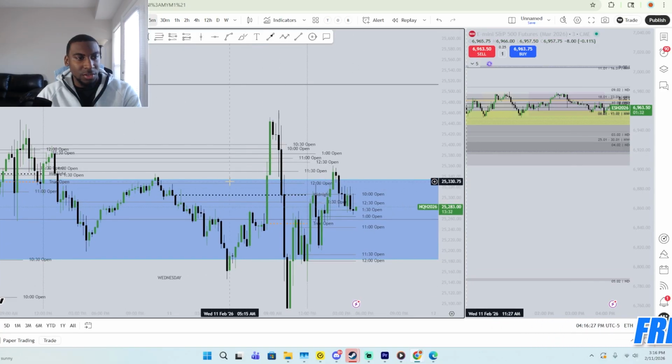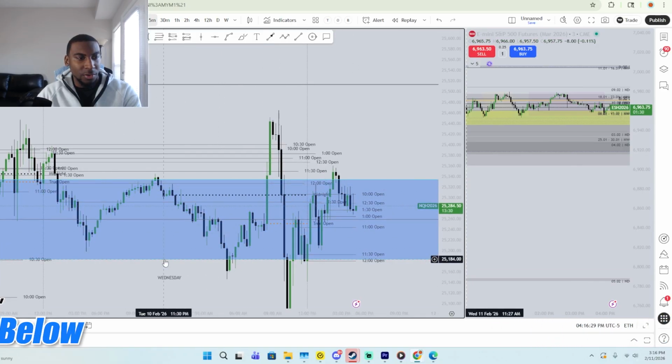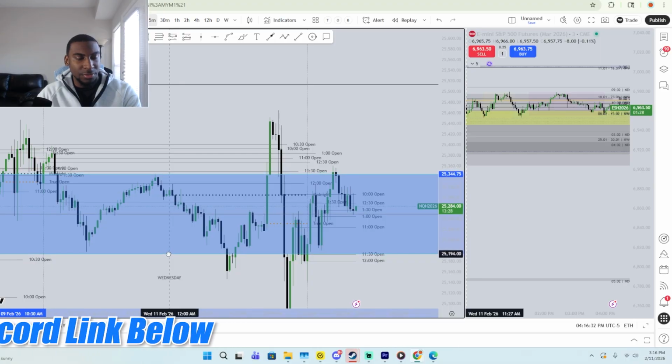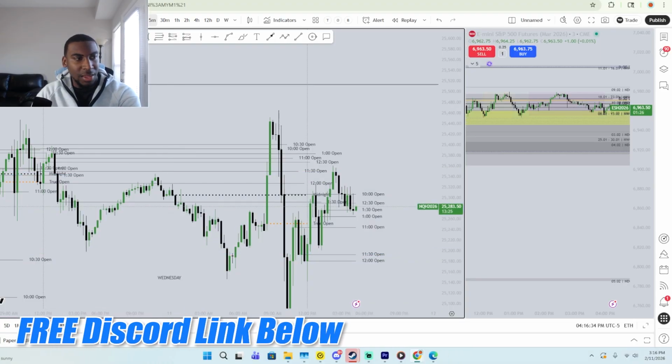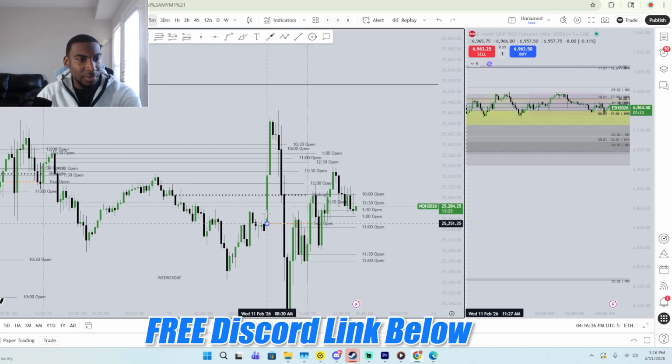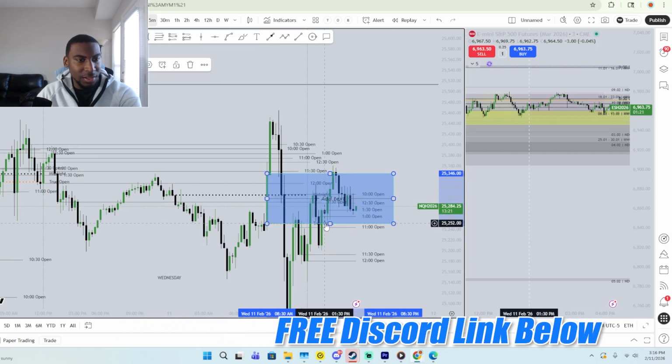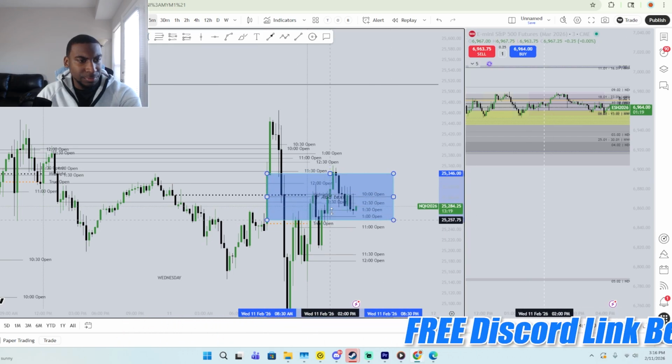So this blue shaded area is that 4 hour bullish fair value gap. I'm going to take it off, and then I'm going to use this 15-minute fair value gap. This is my last defense right here.